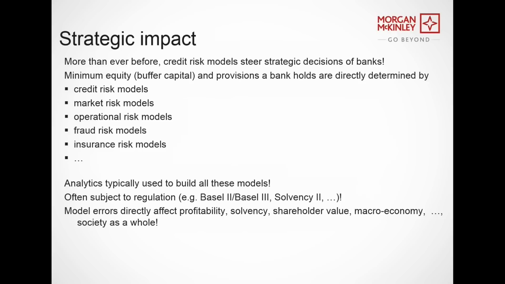In other words, the minimum equity or buffer that a bank holds are directly being determined by credit risk models, but not only credit risk models, also market risk models. And when I say market risk, I'm referring to liquidity risk, commodity price risk, interest rate risk, etc. Not only market risk models, but also operational risk models, fraud risk models, and so on. So all of these types of risks are being directly quantified by means of big data and analytics. So we better make sure that our data is of good quality and our analytical models are of good quality as well.